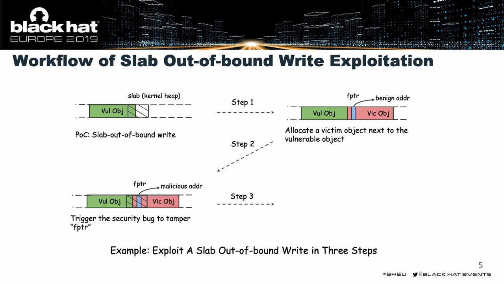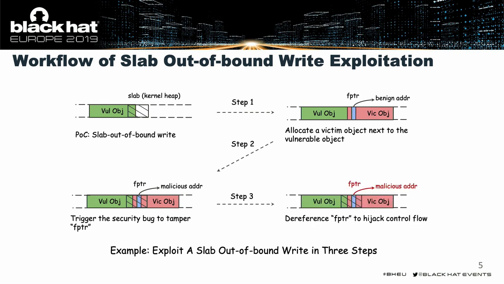In the second step, we trigger the security bug to overwrite the function pointer to a malicious address. Finally, in the third step, we dereference the function pointer to hijack the kernel execution to disable mitigations and escalate privilege. Even with these widely adopted exploitation approaches for use-after-free and SLAB out-of-bound write, it is still challenging to craft an exploit.